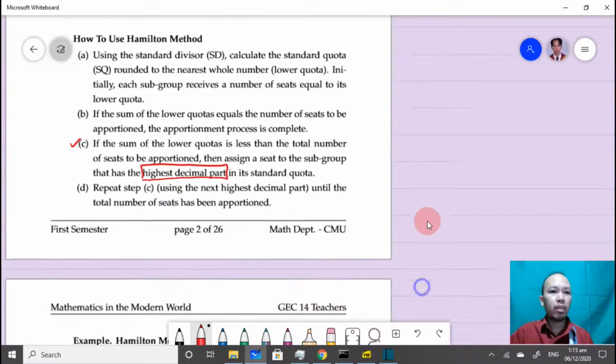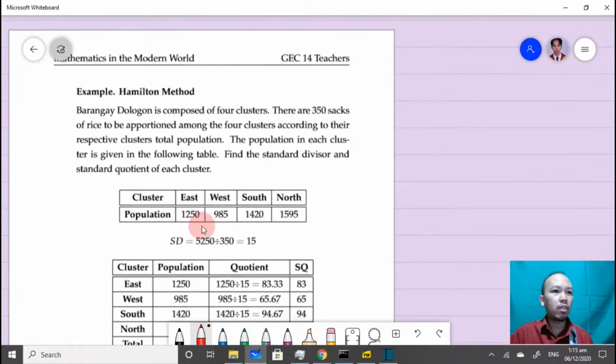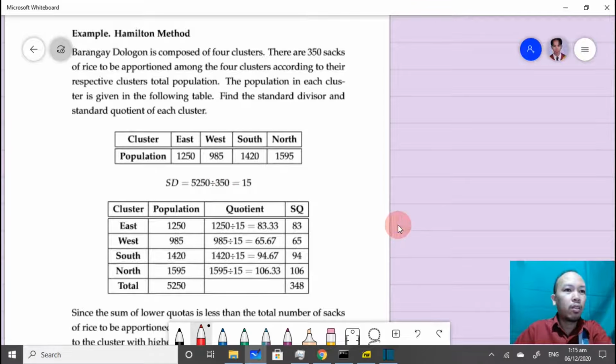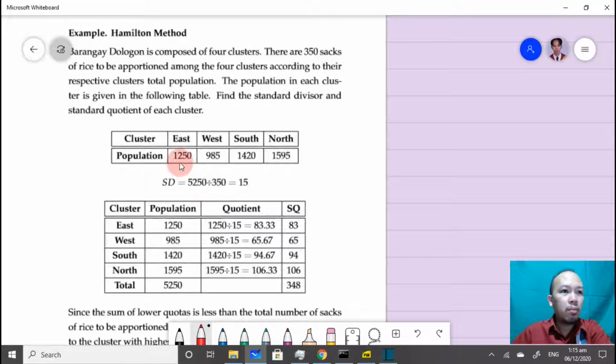So for example, let's have this example here. We have Barangay Dulugon. I know that you are familiar with this already. So sum the total population: 1250 plus 985 plus 1420 plus 1595. The sum is 5250, and then divide by 350, because as you can see here, you are going to apportion 350 seats into 4 clusters: east, west, south, and north. And then this is the standard divisor.